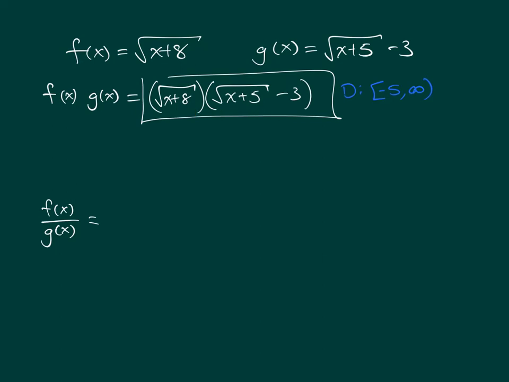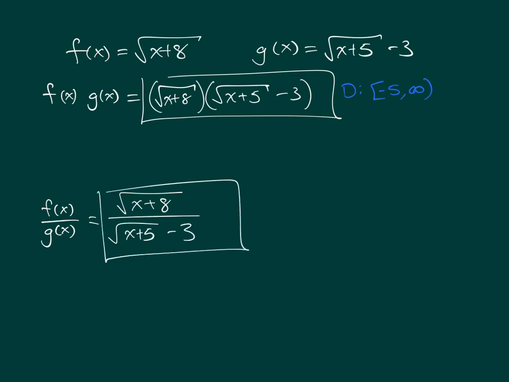For this last example down here, this f of x over g of x, that will give you the square root of x plus 8 all over the square root of x plus 5 minus 3. And that's it. There's nothing to cancel. There's nothing to factor. That's it. We can't do anything with that.